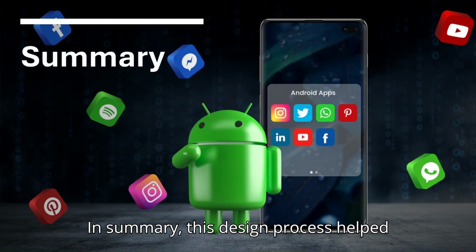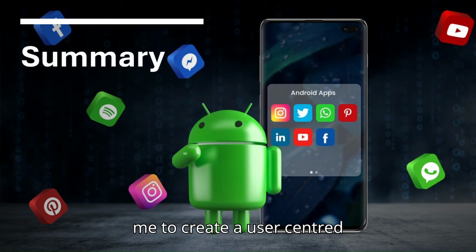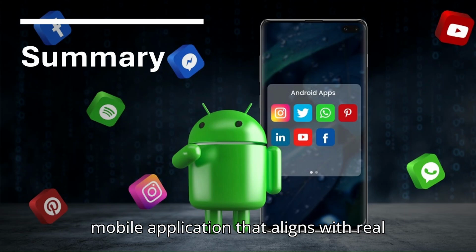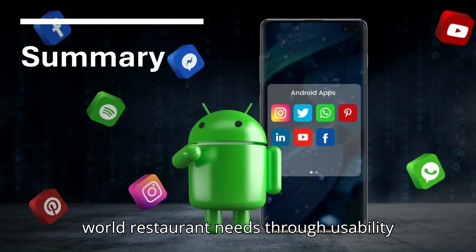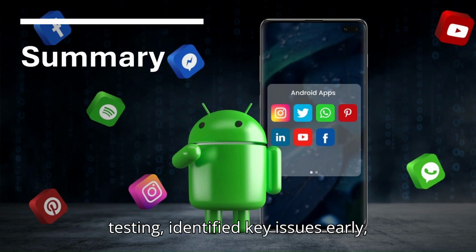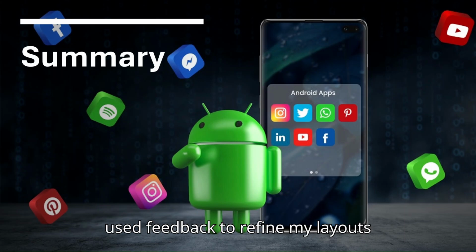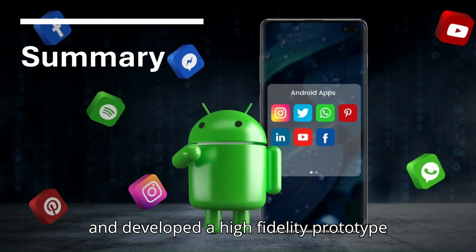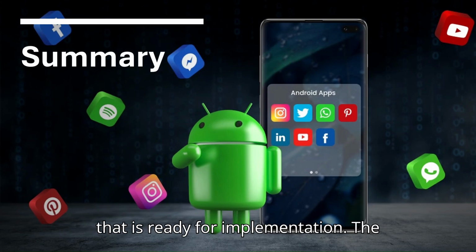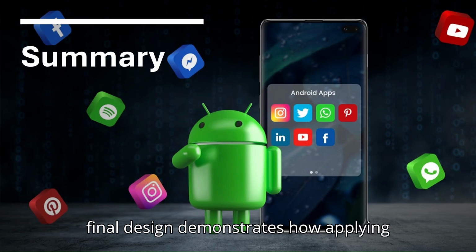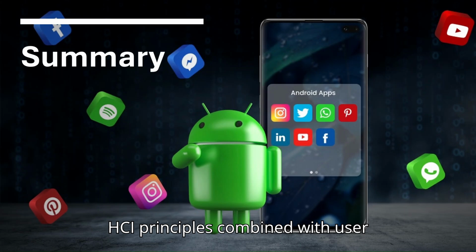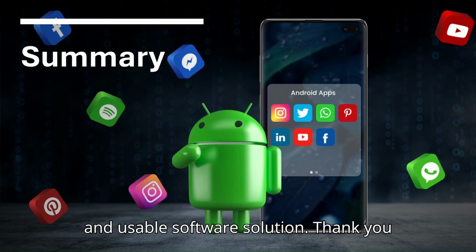In summary, this design process helped me to create a user-centered mobile application that aligns with real-world restaurant needs. Through usability testing, I identified key issues early, used feedback to refine my layouts, and developed a high-fidelity prototype that is ready for implementation. The final design demonstrates how applying HCI principles combined with user feedback leads to a more efficient and usable software solution.